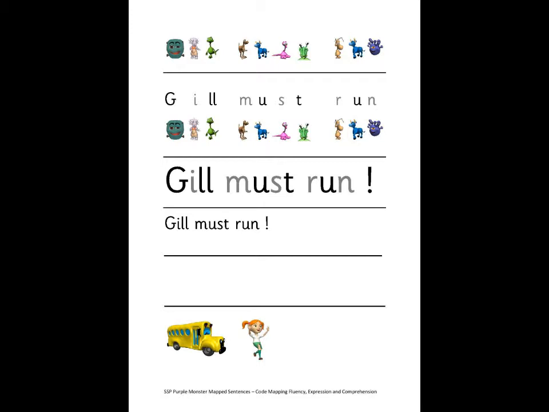This time their eyes are looking at the actual sound picks. J, i, ll, Jill, s, t, must, r, u, n, run. Jill must run. So first line, purely phonemic awareness. It's looking at the monster. What speech sound does that monster say? Let's follow those speech sounds to say the word. Then the next line, you're thinking, well, the monster, what does the monster say?